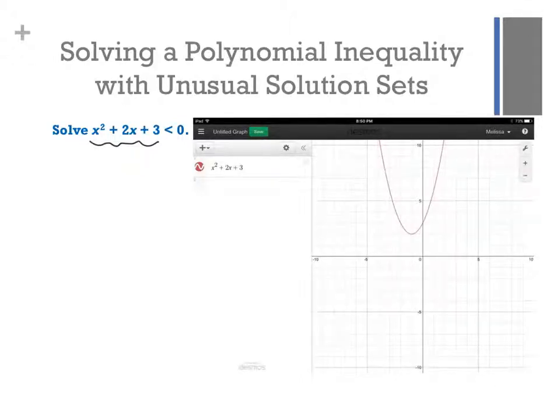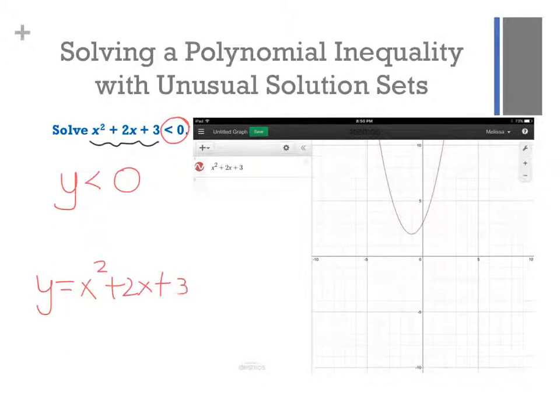And looking at the graph on Desmos here, what we have is a function that never crosses the x-axis. And we're actually asked where this function is less than 0. So basically what we need to describe is for which x values is the function, or the y-coordinate, less than 0. Now, another way to think about this is we often say y equals x squared plus 2x plus 3, which is what I have graphed right here in Desmos.